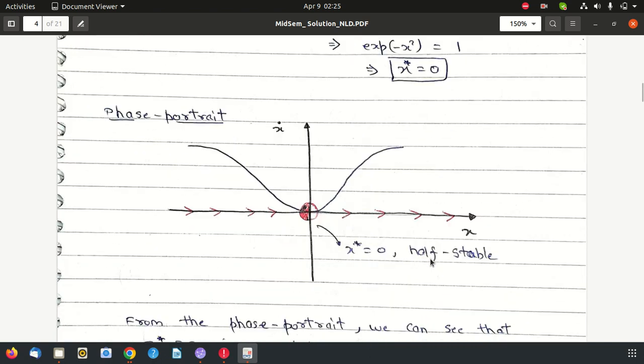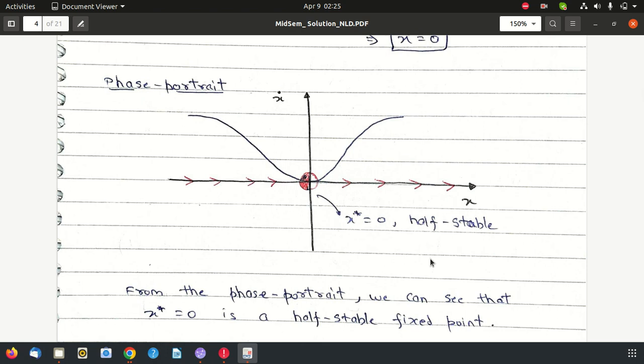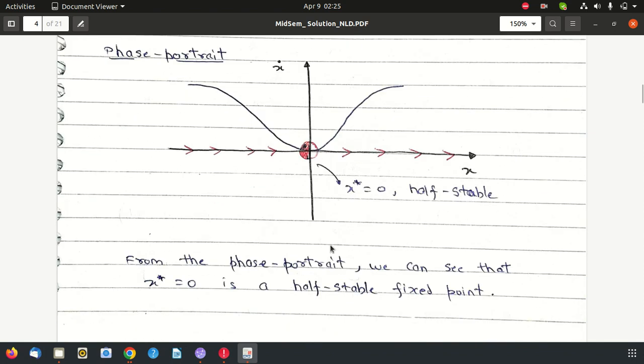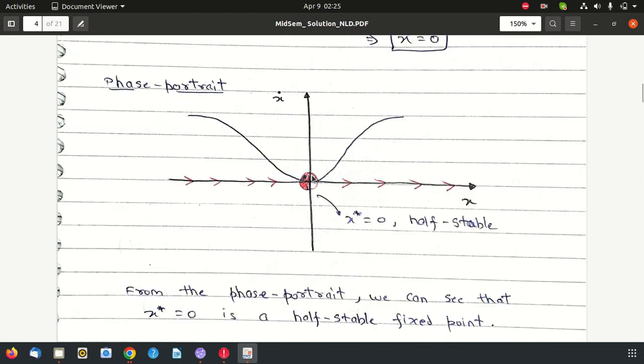And the second part is the stability analysis. For stability analysis, you have to look at the phase portrait. This x dot will look like an inverted Gaussian function, and x dot is positive for any x. So the flow is directed towards the positive x-axis. So this x star is half stable on the left side and unstable on the right side.